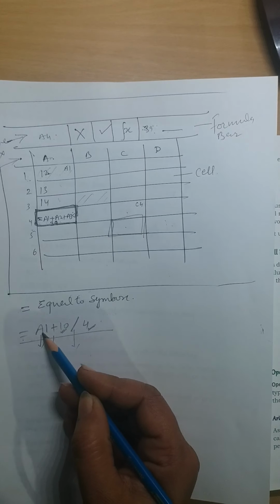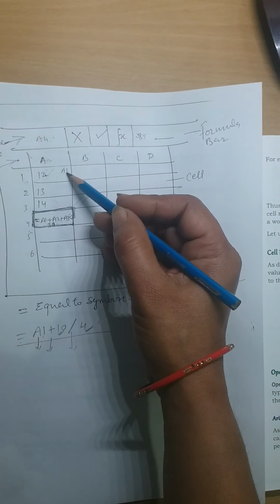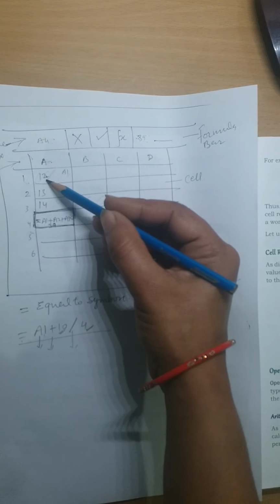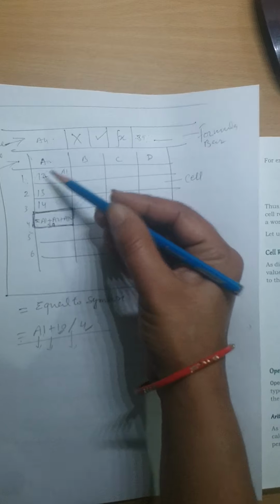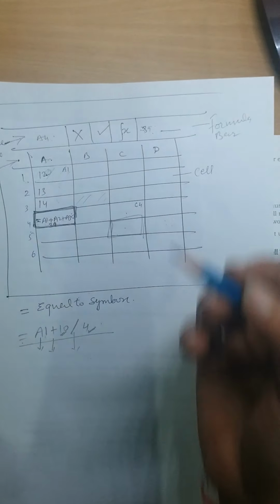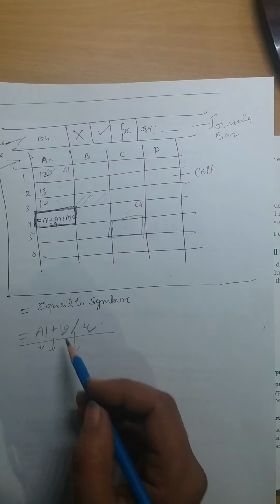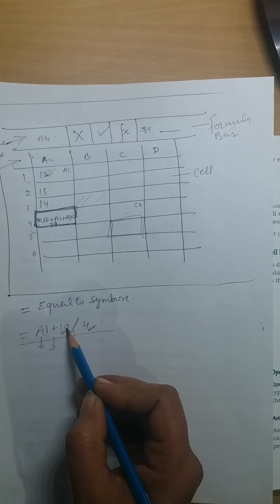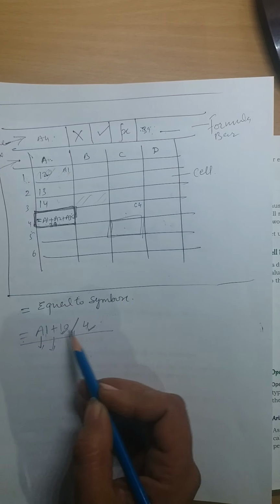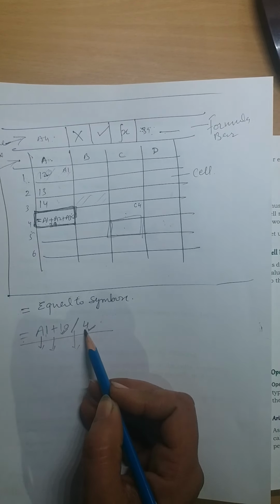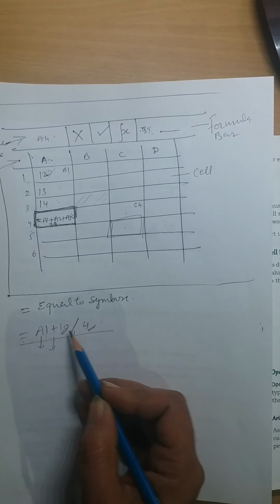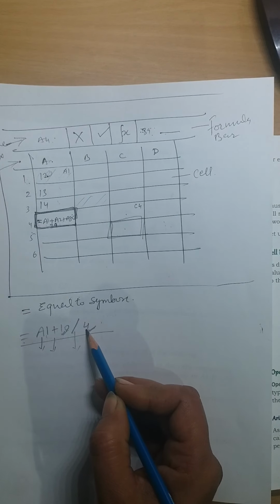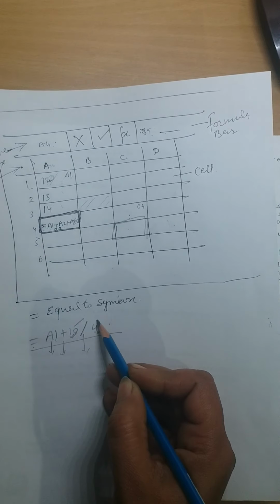Cell reference means in this case you are referring to the A1 cell, which has the value 2, which can be changed. As I have typed here, this is 120. But here the value 10 and the number 4 are fixed. The 10 will always represent only 10, and 4 will always represent only 4. These are considered as constants.